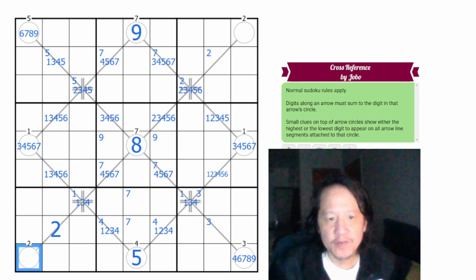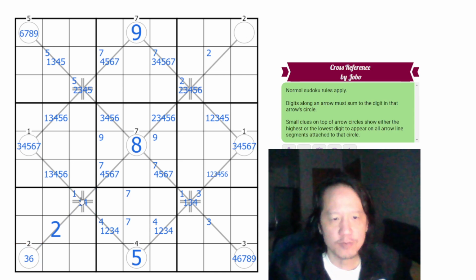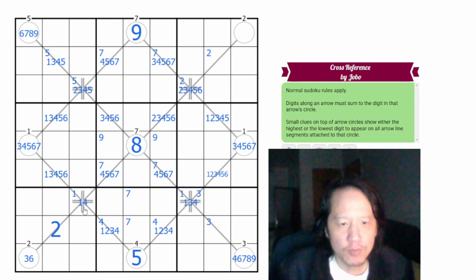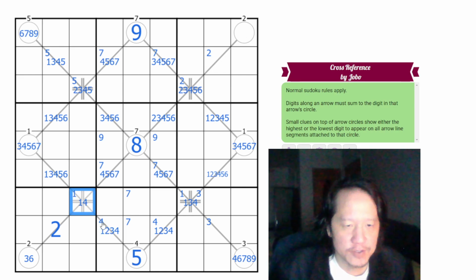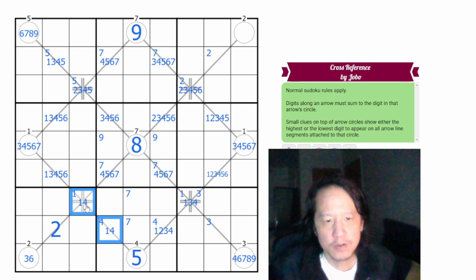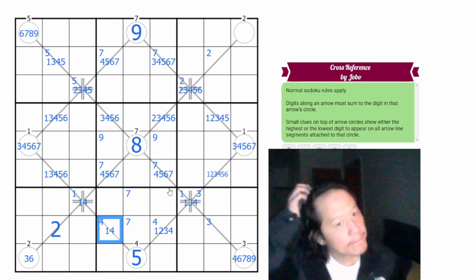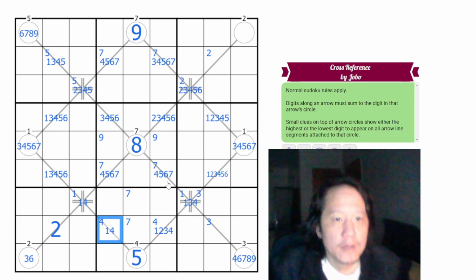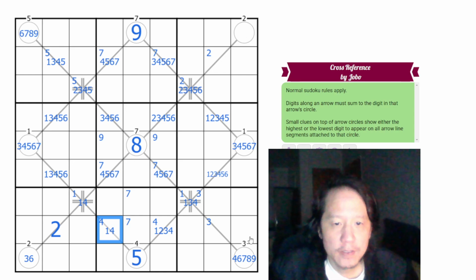So this specifically has to be 3, 5, or 6. But it cannot be 5, so therefore this must be 3 or 6, which means this can't be 3. This has to be a 1 or 4. If it's a 1, it has to be with 4. If it's a 4, it has to be with 1. Therefore, this is also 1 and 4. This could still be a 3.